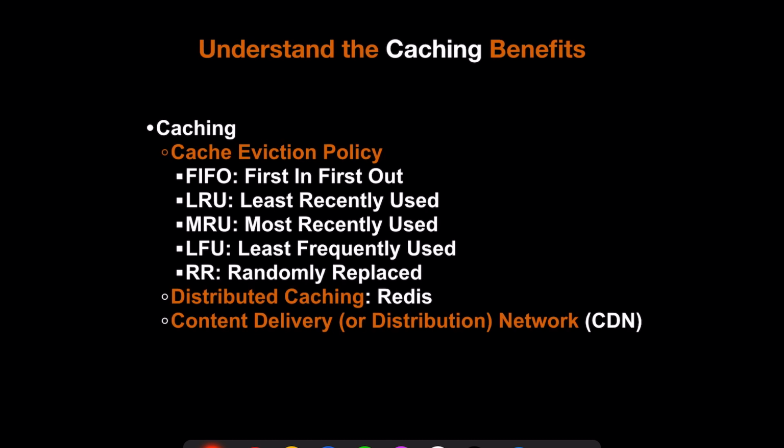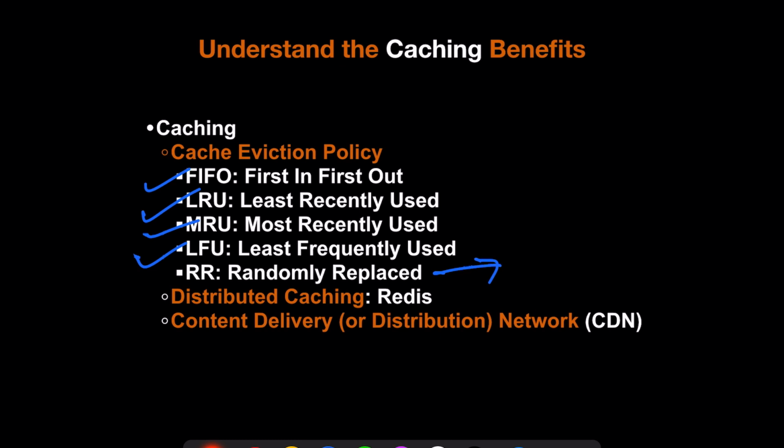Then caching. Caching has some obvious benefits. We need to understand when and how we want to implement caching. We also need to understand cache eviction policies. There are a couple of policies like FIFO, first in first out, LRU. We have LFU, least recently used and least frequently used. Then most recently used, and we have RR, which means randomly replaced, something like this.